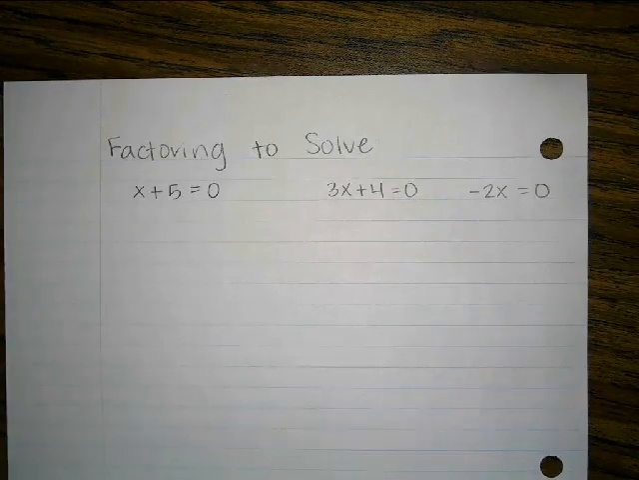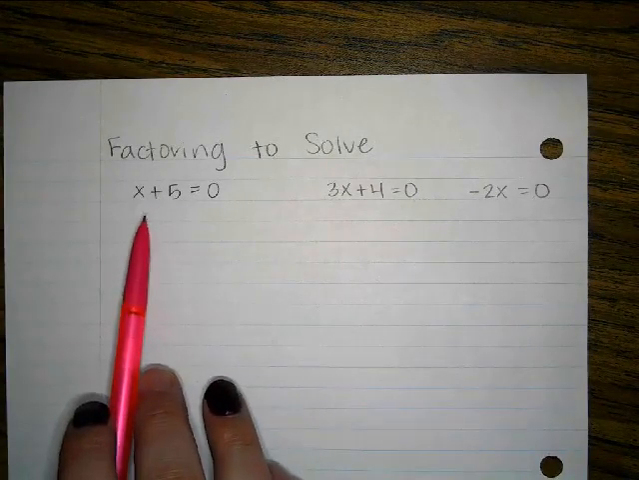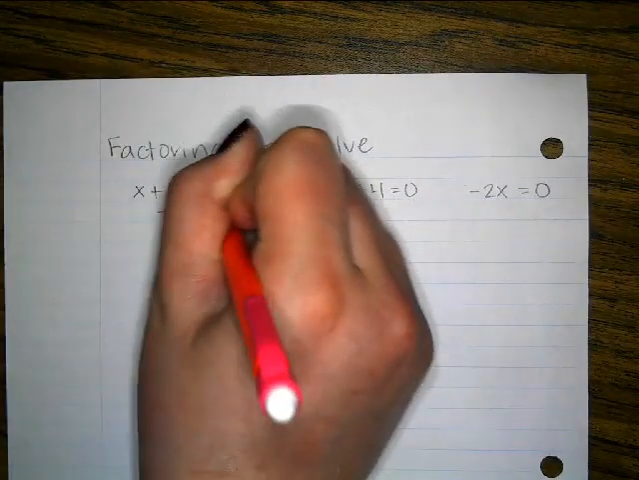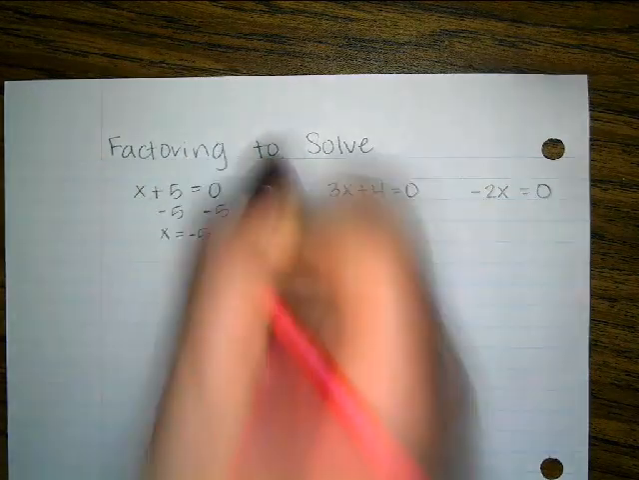So if I needed in this first equation to get x alone, how would I do that? I would subtract the 5 over to the other side. And I would get x equals negative 5.